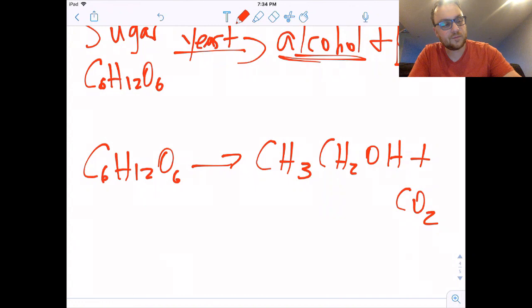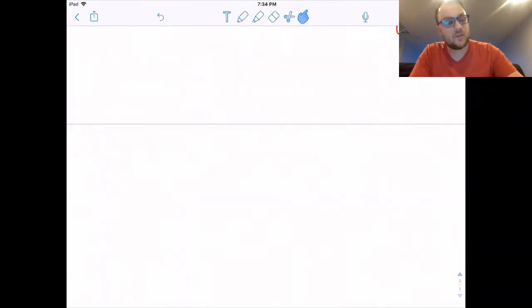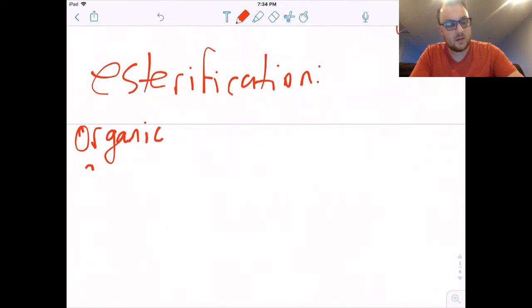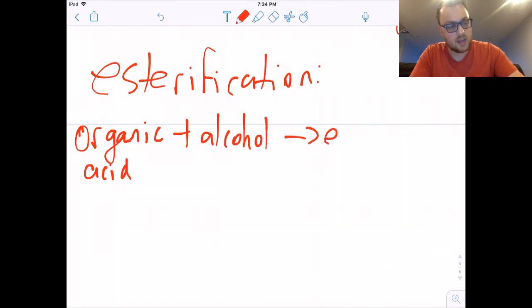All right, esterification is the most complicated one. And esterification will always be an organic acid plus an alcohol make an ester plus water. So what does that look like? Let's show.